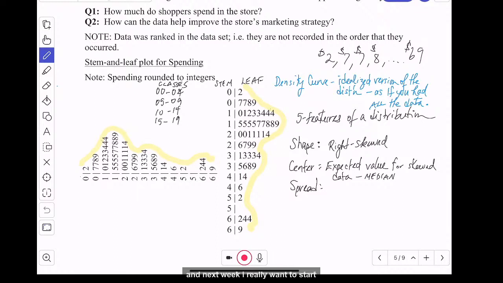And next week, I really want to start into risk and return, since now we figured out how to make a projection of cash flows. The next step is to figure out how to compute an appropriate risk-adjusted rate of return.